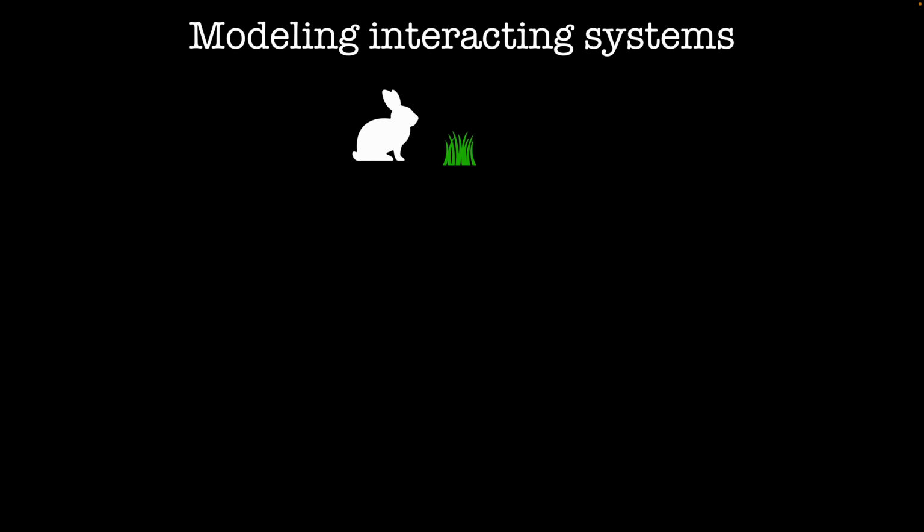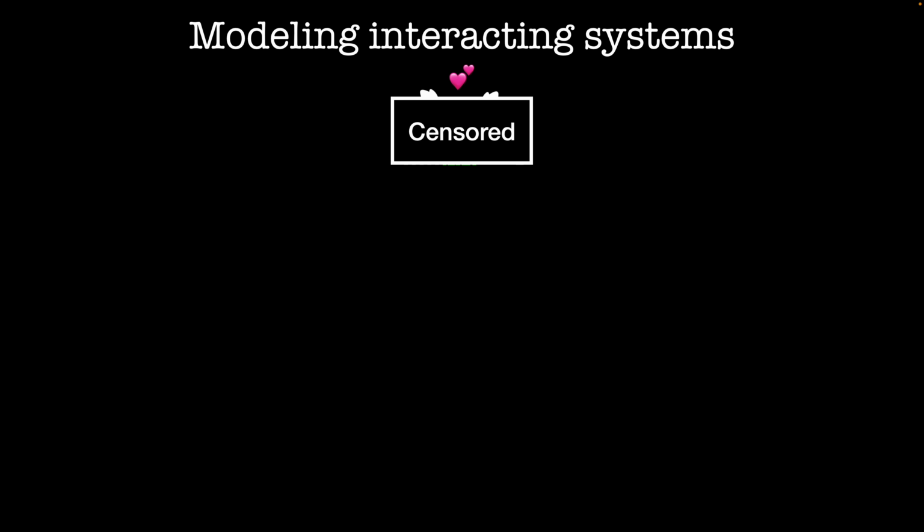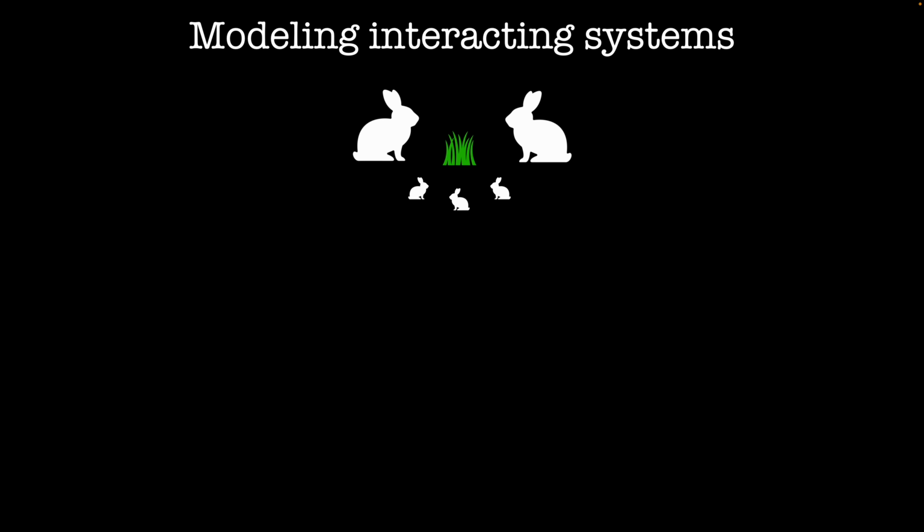Imagine a lush green meadow, and here's a little bunny. She's hopping along, eating some grass, living her best bunny life, and in hops another bunny, and pretty soon, well, sparks fly, and before you know it, there's a bunch of baby bunnies. So let's start by analyzing this single population model.